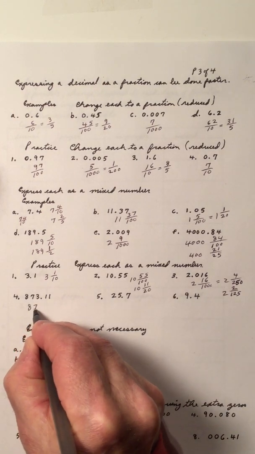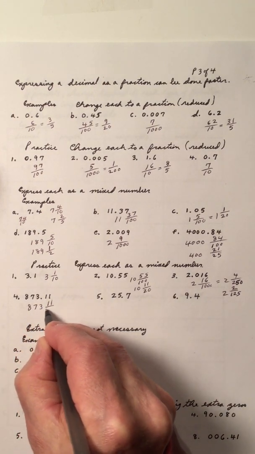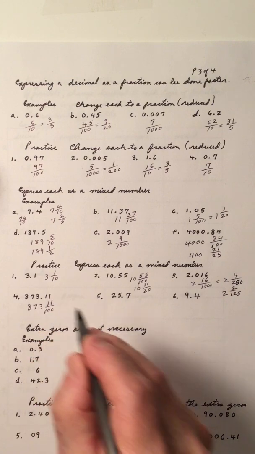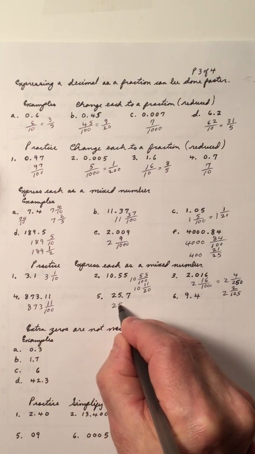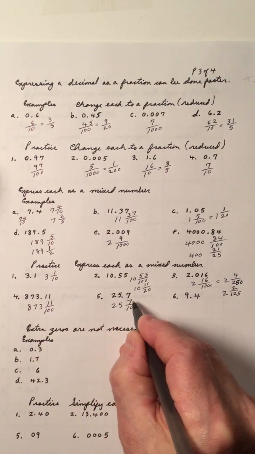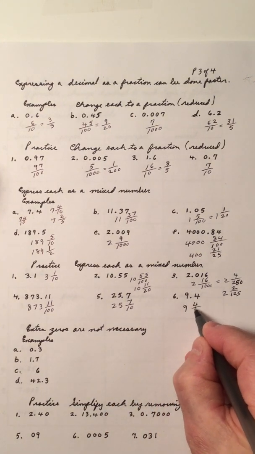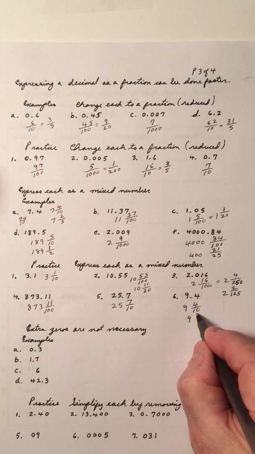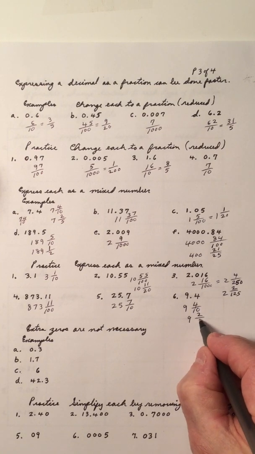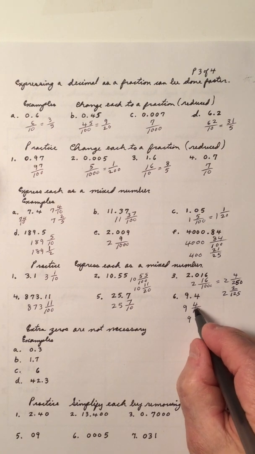So that's 8, 7, 3, and 11 over 100, because the 1 is in the hundredths place. 25 and 7/10, because the 7 is in the tenths place. This is 9 and 4/10, which, dividing by 2, you get 2/5. 2 into 4, 2 into 10.